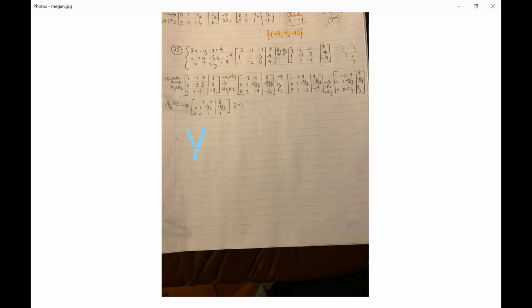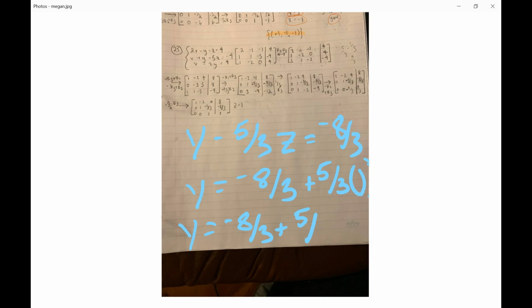We have y minus 5/3 z, and that's going to equal negative 8/3, right? So that's our next equation, and we can just rearrange that to get y by itself. So y is going to equal negative 8/3 plus 5/3. Now z is 1 as you stated. So y equals negative 8/3 plus 5/3, which equals negative 3/3, right? And that's going to equal negative 1. So y equals negative 1 right there.